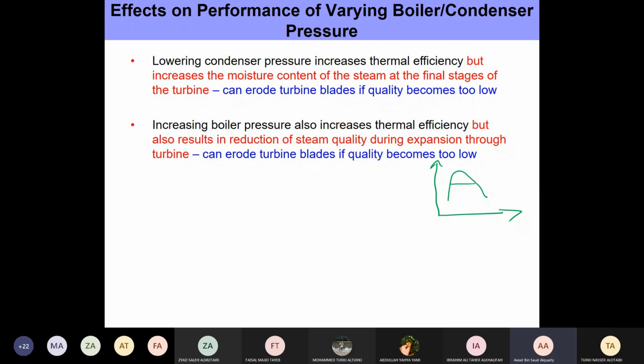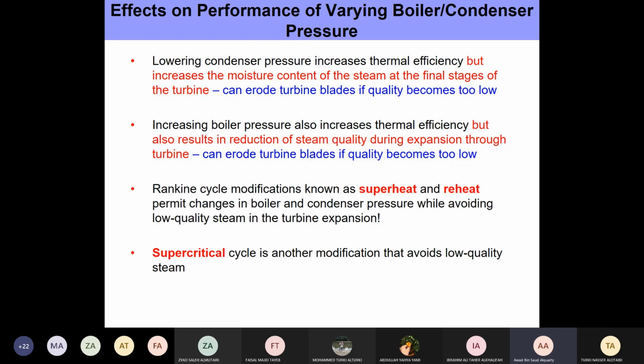So let's say this is the boiler pressure. Instead of stopping at the saturated vapor state, just superheat it. Once you superheat it, you're anyway increasing the quality. So there are basically two modifications typically implemented to avoid the problem we are facing with the low quality of steam at the end of the turbine expansion stages. One modification is called superheat, as Turki just mentioned, and the other modification is called reheat. We will talk about these two in a bit, starting with superheat.